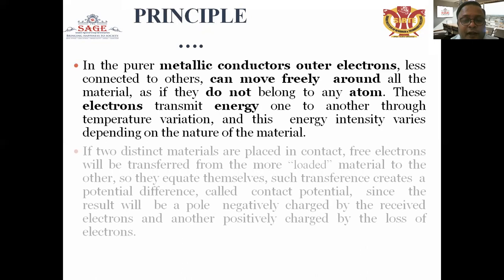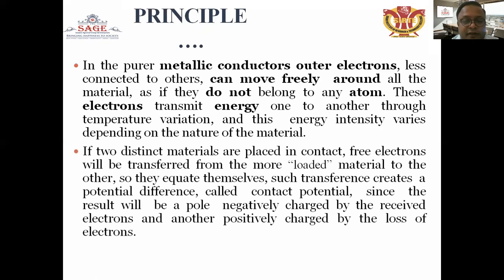And depending also on the nature of the material, if two distinct materials are placed in contact, free electrons will be transferred from the more loaded material to the other, so that they equate themselves. Such transference creates a potential difference called the contact potential, since the result will be a pole negatively charged by the received electrons and another positively charged by the loss of electrons.